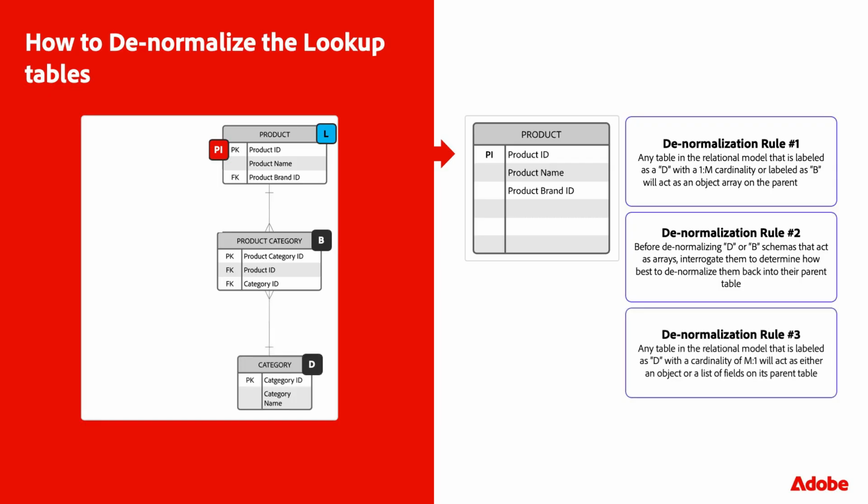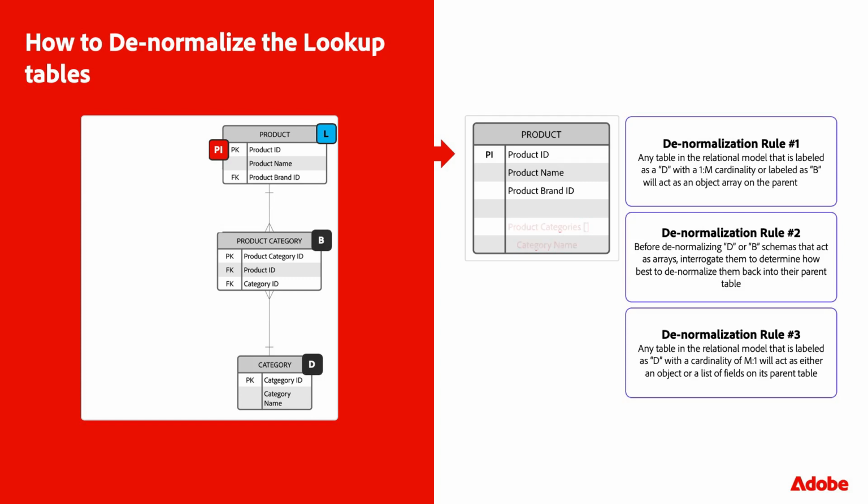The other side of the bridge table, though, also has a table that has a many-to-one relationship, which invokes the new rule, denormalization rule number 3. This rule states, any table in your relational model that is labeled as a D with a cardinality of many-to-one will act as either an object or just a list of fields on a parent table. So this means that before we denormalize the bridge table, we first must denormalize this table. And therefore, the category ID and name fields become part of the bridge table, which means the bridge table will become part of the array.